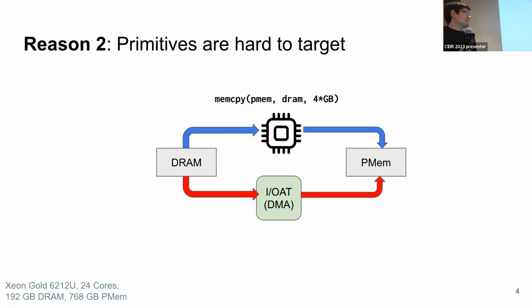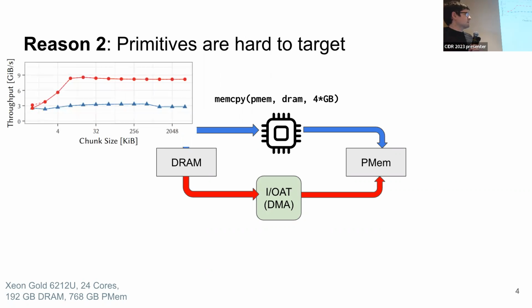The idea here is that you can use DMA to move the data without CPU involvement, freeing the CPU to do other stuff while you move the data. If you could use this, it would be great, because this more or less triples the performance if you just take a single core, and also frees the core to do other stuff. The downside, however, is that it's very hard to target.